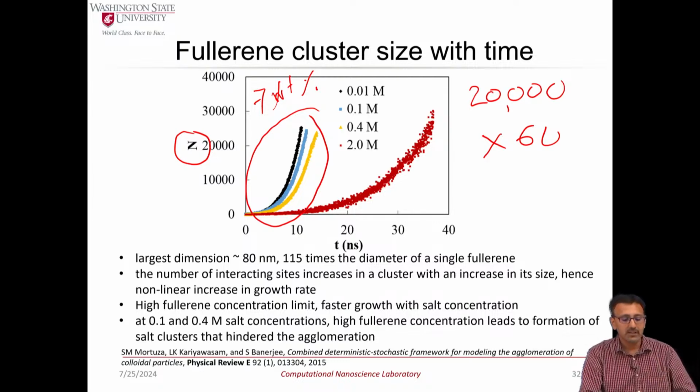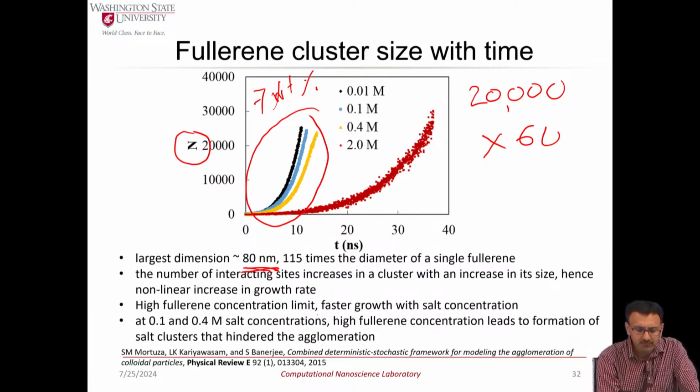Therefore, it's very important not only to know what the size is, but you also have to keep track of the shape and fractal dimension, which I'll present in a few minutes. The largest dimension that we modeled with our kinetic Monte Carlo was about 80 nanometers for this cluster. As it says here, that is 115 times the diameter of a single fullerene. So, it's pretty large if you're thinking of it from an atomistic perspective.